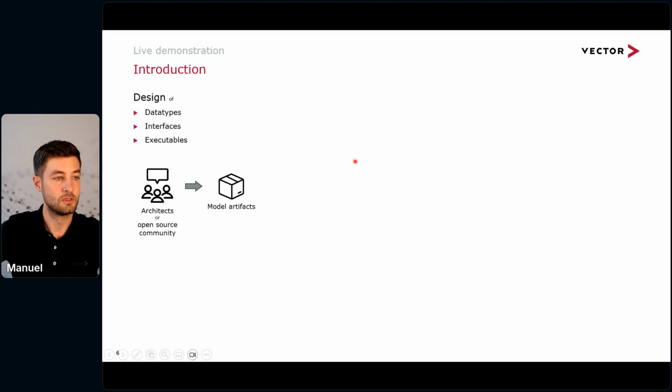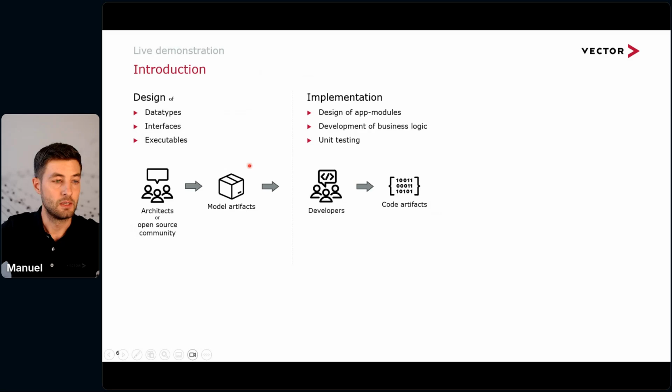The live demonstration is split into 3 parts. We have the design stage, typically done by people named architects, or we also see a lot of definition taking place in the open source community, for example, in the already named VSS project, where signals often used and present in vehicles are defined. So in the first stage, we will look into how data types, interfaces, and executables can be defined and designed. Those model artifacts then serve as input for the implementation stage.